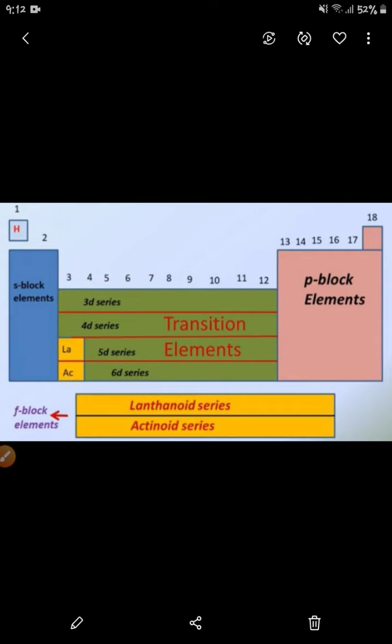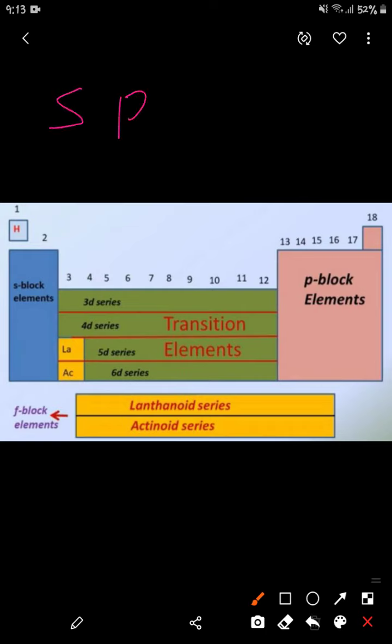Before that, as you all know, the periodic table has been divided into different blocks, that is s, p, d and f, depending on the orbital in which the valence electron is filling. Okay.